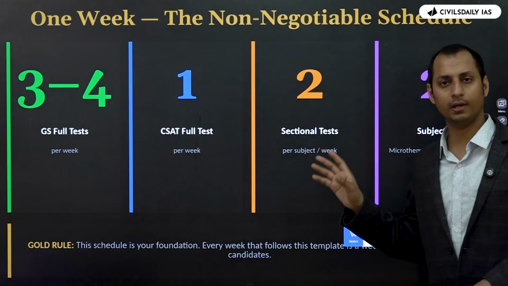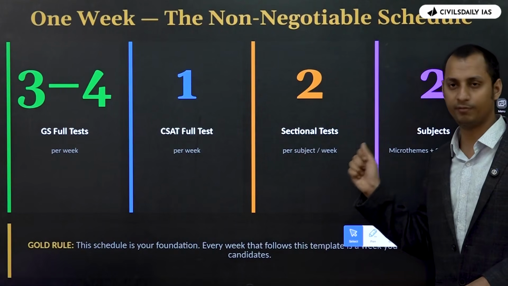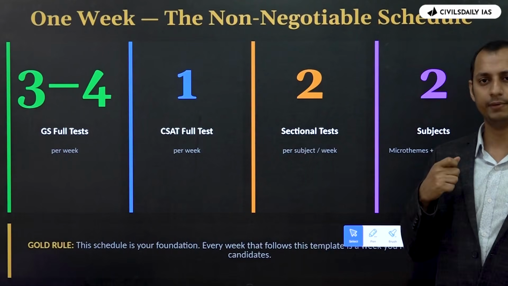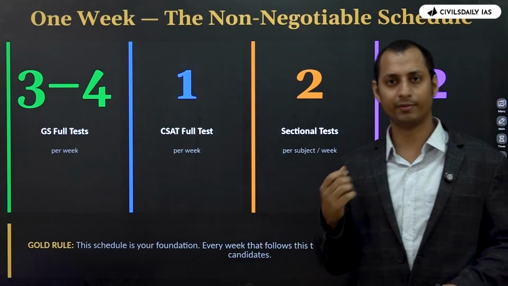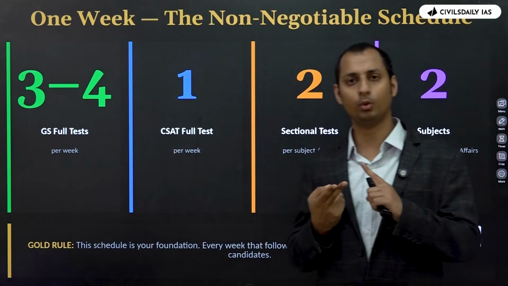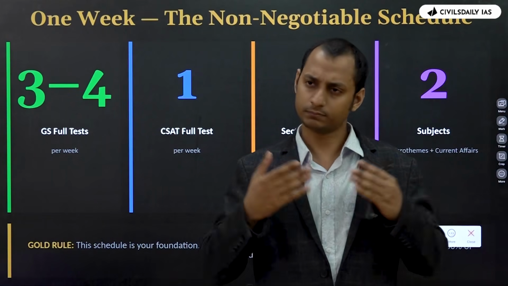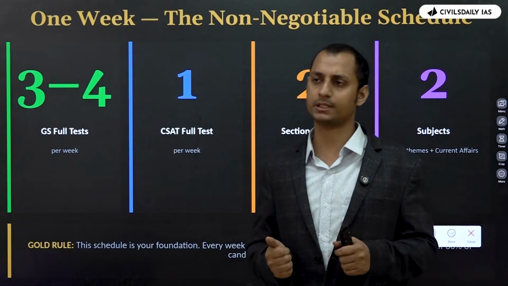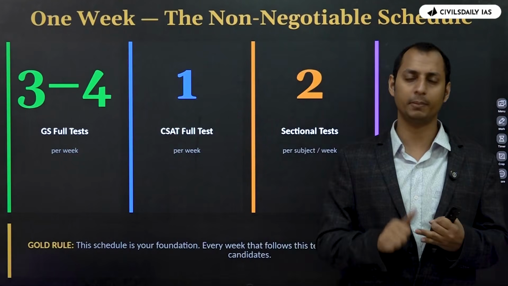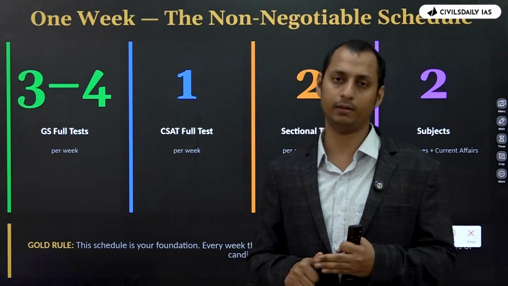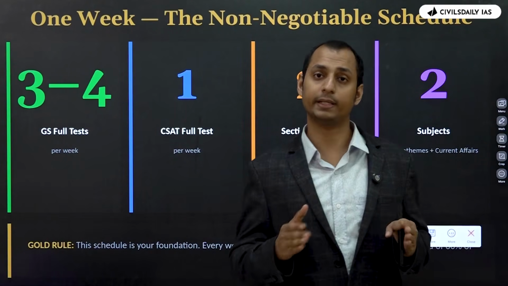Now, sectional tests, at least 2 sectional tests per subject per week. So, polity ke liye 2, environment ke liye 2. So, in reality, what will happen? You will be doing 2 subjects per week, 3 days for polity, 3 days for environment, 3 days for almost all the subjects. But for ancient history, only 1 day, medieval only 1 day, art and culture only 1 day. The rest of the subjects, you can dedicate 3 days.